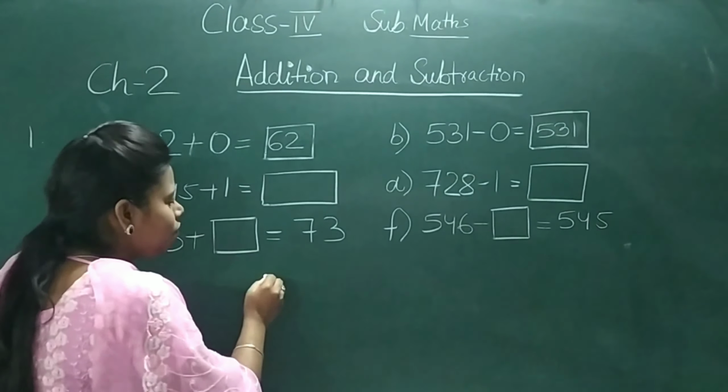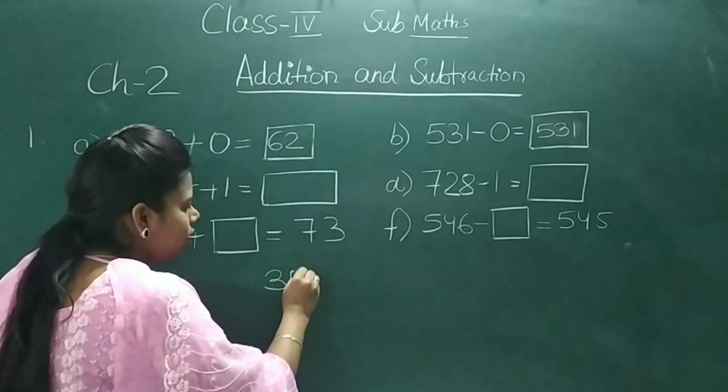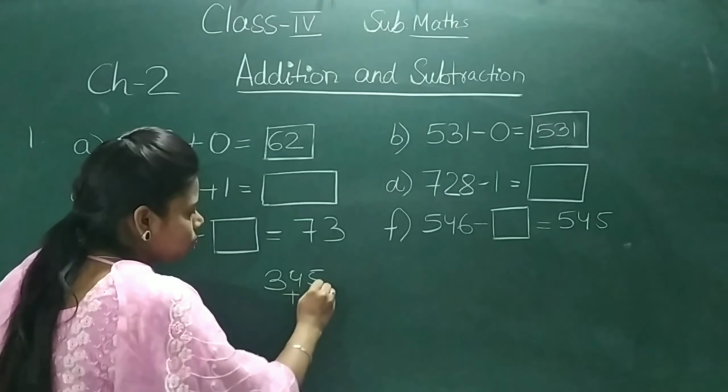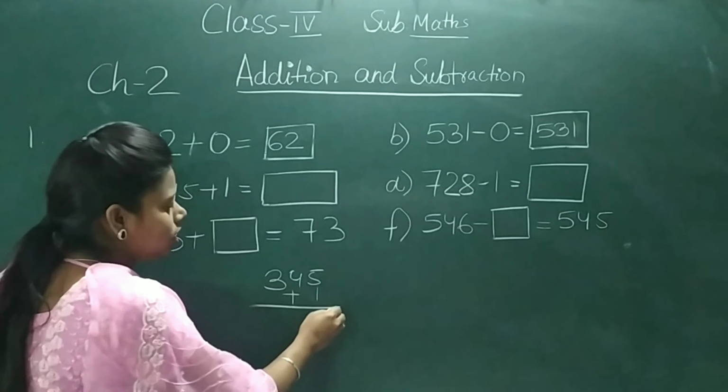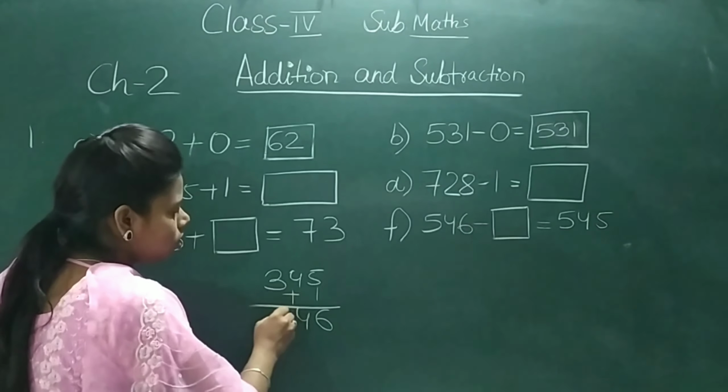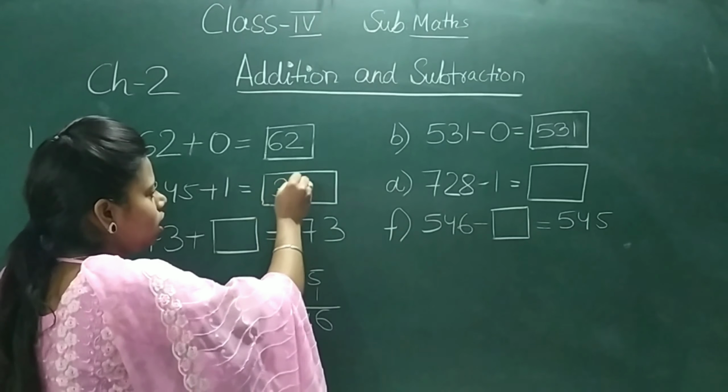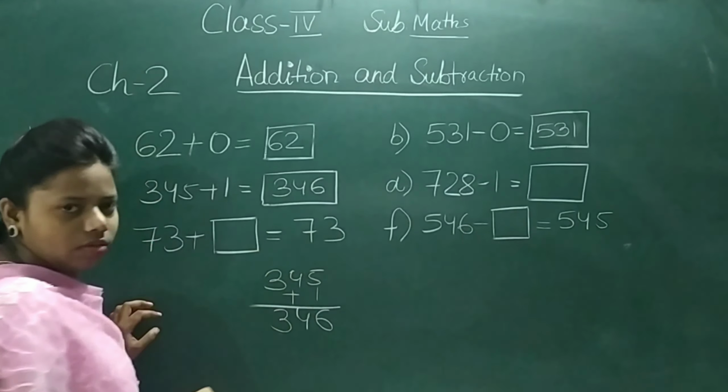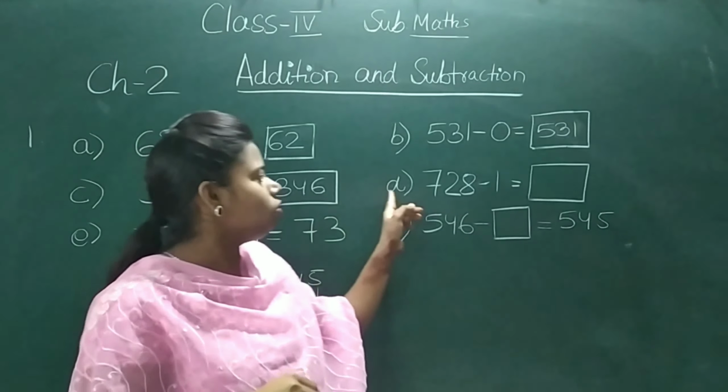If you cannot do it like this, you can even add like this. See here, 5 plus 1 is 6, then 4, 3. So the answer will be 346. Now let's do number D.